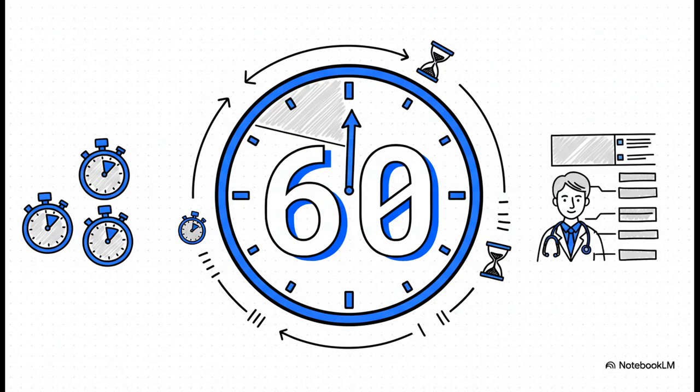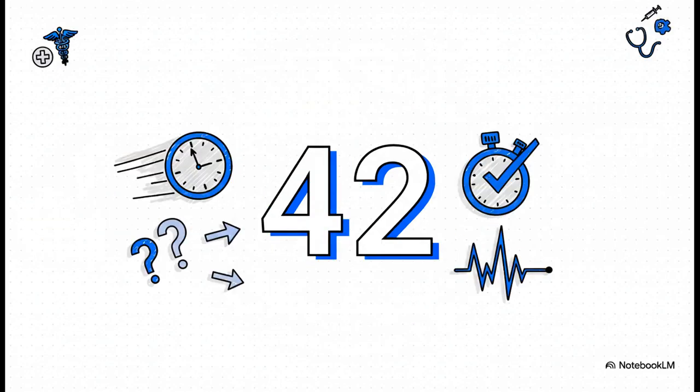So the clock starts with 60 minutes, 1 hour. But, and this is a huge but, that time is not divided up equally, and that's where things get interesting. And in that single hour, you're going to face 42 questions. Right away, that should tell you that your pacing is going to be absolutely critical.